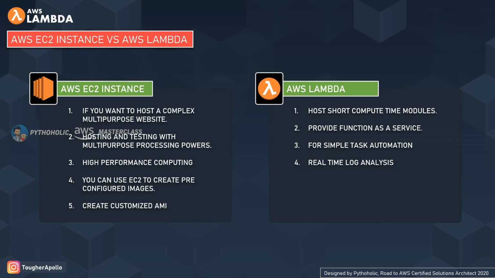If we want to host short compute time modules, or if we want to provide a function as a service using AWS Lambda functions, of course, or if we want to provide compute power for simple task automation, or if you want to have a provision for real-time log analysis, and so on. So these are a few differences that make AWS Lambda very useful when it comes to compute optimization.